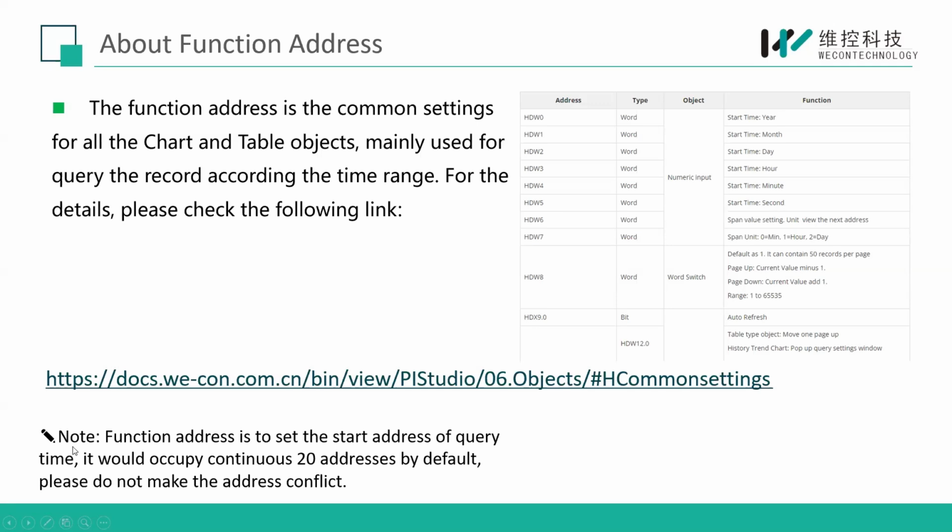So you have to keep note here. Function address is to set the start address for the query time. It would occupy 20 consecutive addresses by default. Please do not make the address conflict. So if you use HW100 in one object, okay, then from HW100 to 120 these are the occupied registers. Do not use 100 to 120 in another object. It will be a conflict.